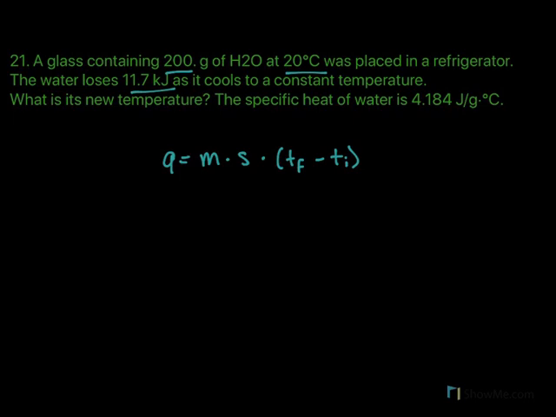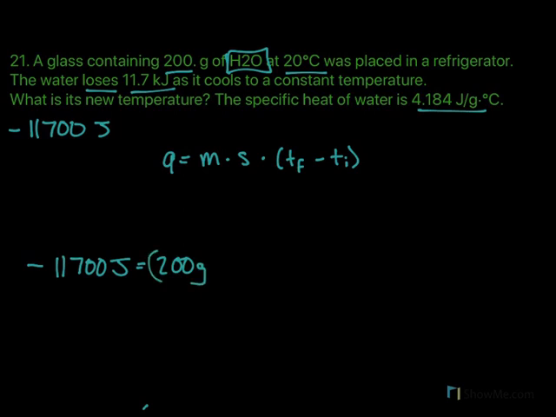If we just fill in these numbers, it says the water loses 11.7 kilojoules. So first thing I would do is just convert that to joules. That's going to be 11,700 joules. Secondly, it loses, so this value is actually going to be negative. So we've got negative 11,700 joules because the system or water is losing heat.